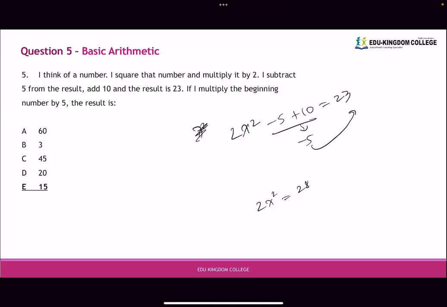I think I've missed a step. So I square that number, multiply it by 2. I subtract 5 from the result, add 10, and the result is 23. Sorry, so this should be plus 5. When I move it over, it becomes a minus 5. So this should be 18. So x squared equals 9, x equals 3. Now, if I multiply the beginning number by 5, that's going to be 15.